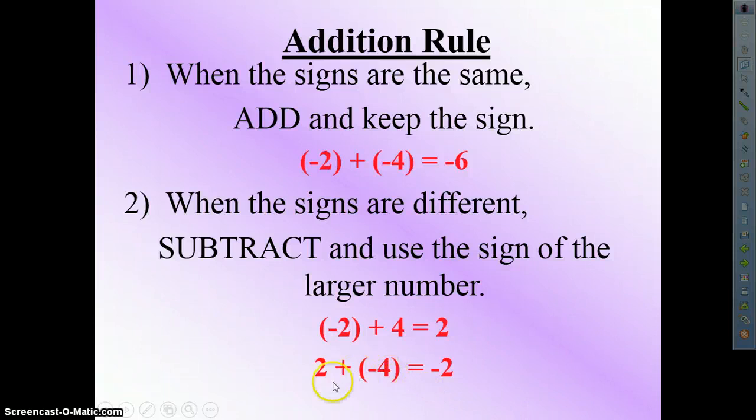Here, negative 4 and positive 2, their signs are different, so we're going to subtract the two numbers. 4 minus 2 is 2, and then keep the sign of the bigger number. Here, 4 is negative, and it's the bigger number, so our answer is negative 2.